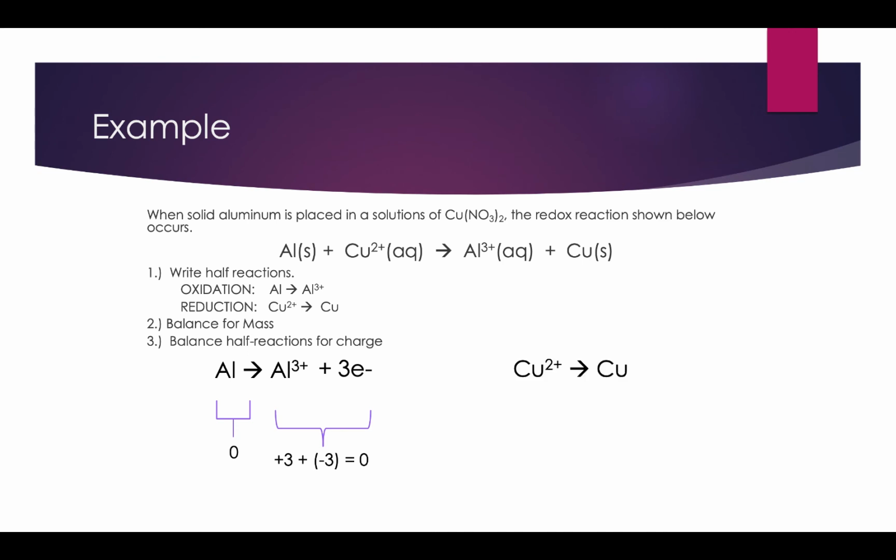Let's repeat that with copper. In this half reaction, we have a 2+ charge on the left-hand side and a 0 charge on the right-hand side. I'm going to equalize that by adding 2 electrons to the left-hand side, which now will give me a total charge of 0 on the left, +2 plus -2 is 0, which balances the 0 charge on the right. So both half reactions are now balanced for charge.